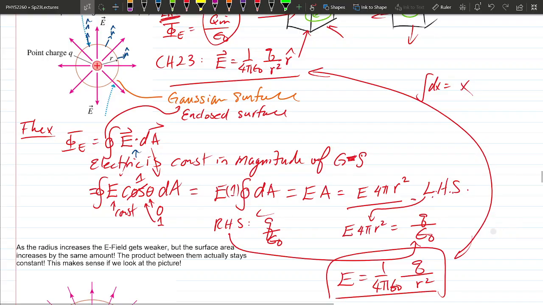Okay. The only thing that's missing is the direction. But the direction you can figure out from the drawing. You don't need to do a bunch of math to figure that out. It's going to be pointed outward, or in the r hat direction.